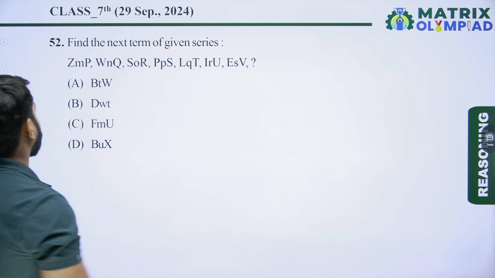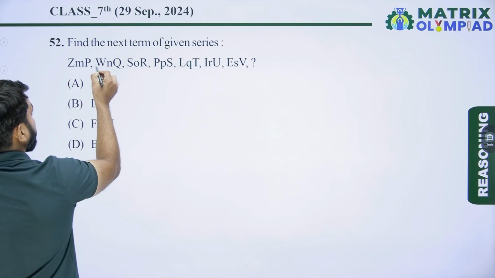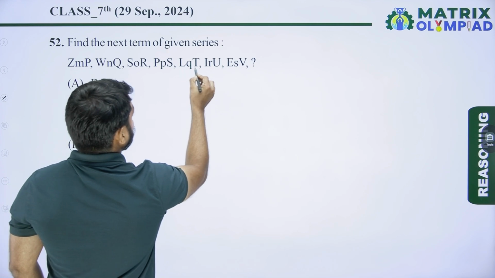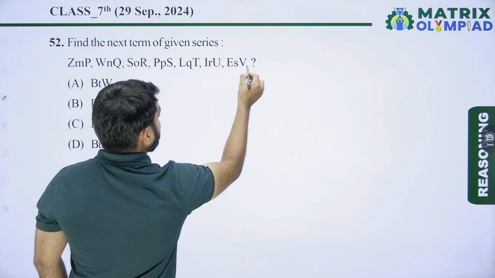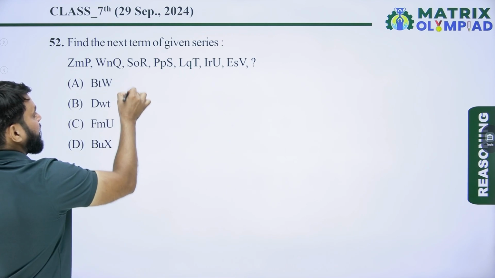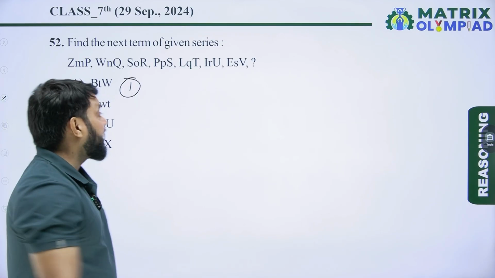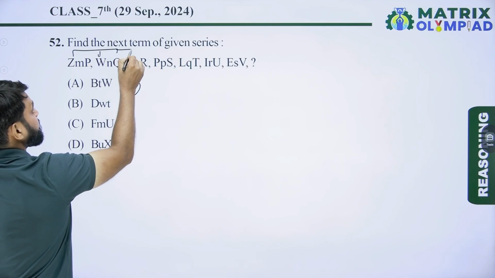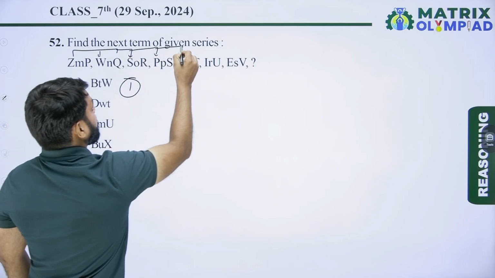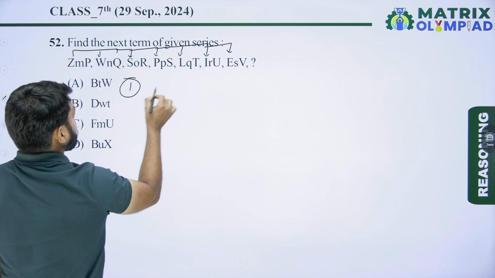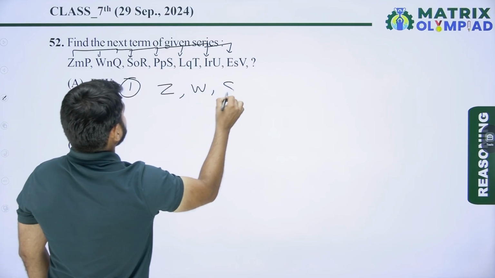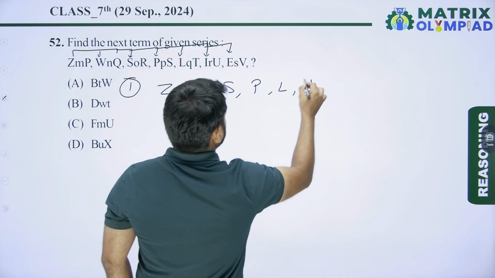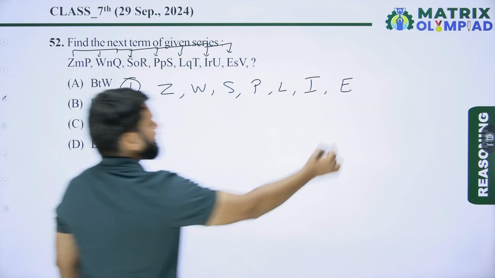Find the next term of given series. So series is ZMP, WNQ, SOR, PPS, LQT, IRU, ESV, and next is missing. So taking first alphabet of each term. First alphabet of each term. So first Z, W, S, P, L, I, E. And next is missing.